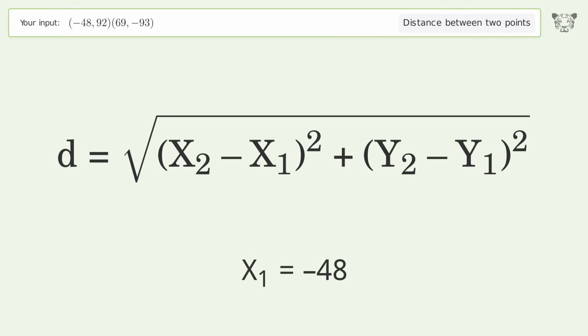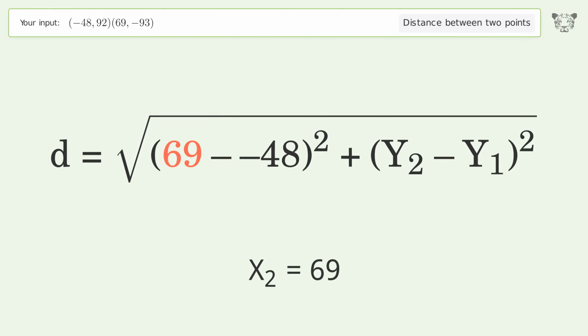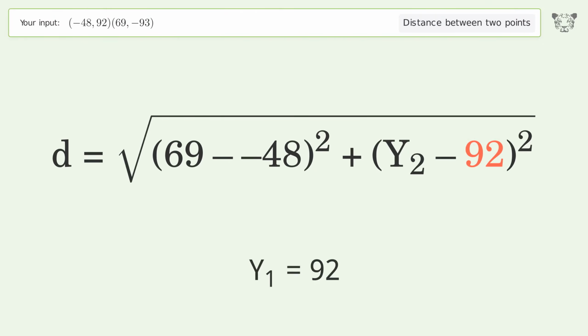x1 equals -48. x2 equals 69. y1 equals 92. y2 equals -93.